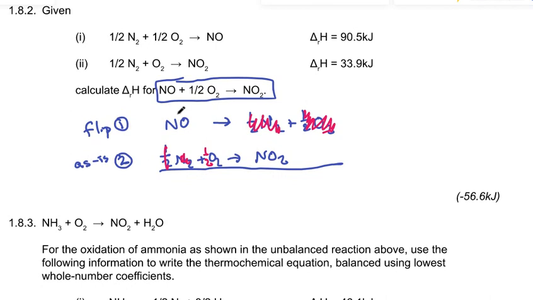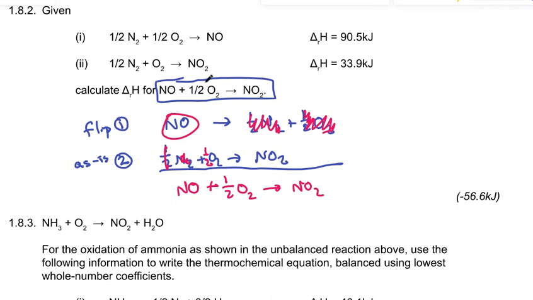And so our total is we have NO. Oh, I'm sorry. This is also left side. We have NO plus half an O2. That's all our left side stuff. And on the right, we have NO2, which is exactly the reaction that they wanted.